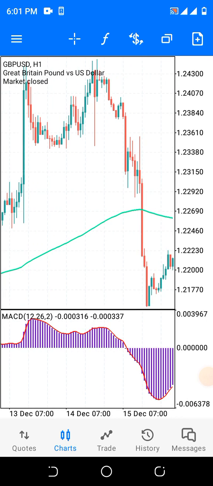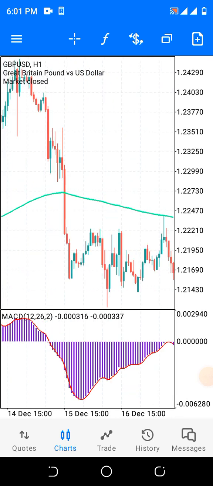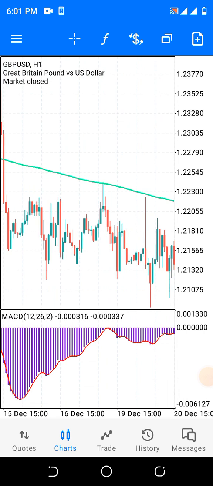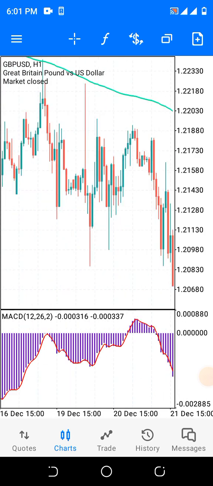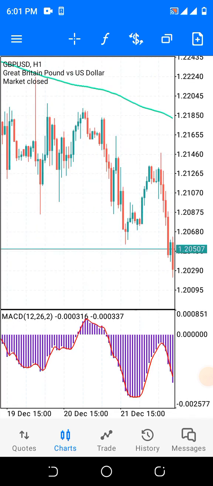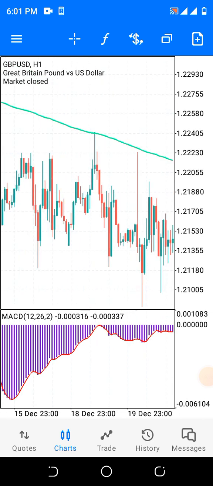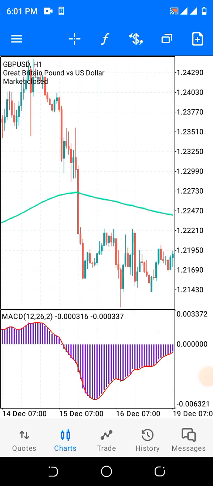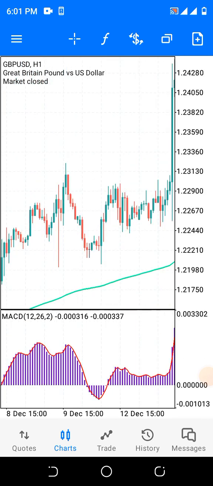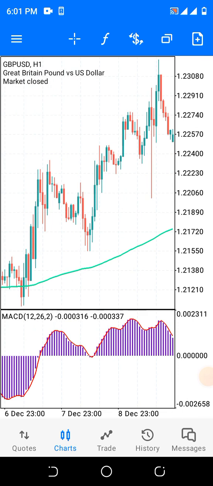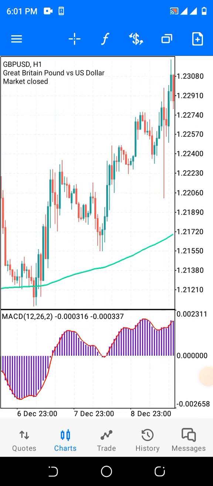Now, moving average and the MACD, like I said, you can apply this particular strategy on any market at all. Do you understand? Both volatility index and forex. Right now I am on GBP USD, but you can equally apply it on any market. So you need two indicators, MACD and the moving average.